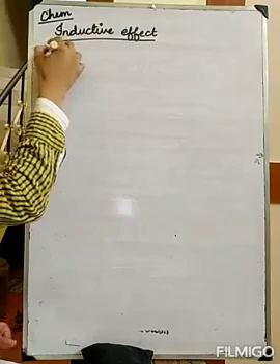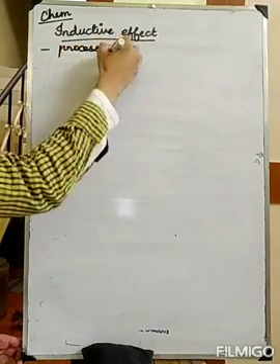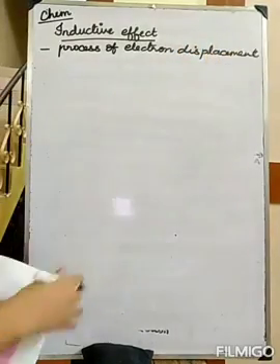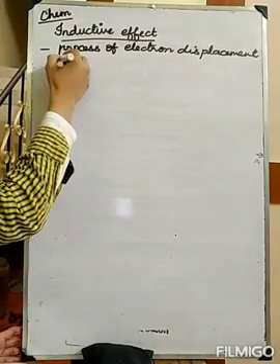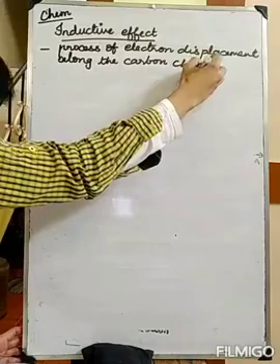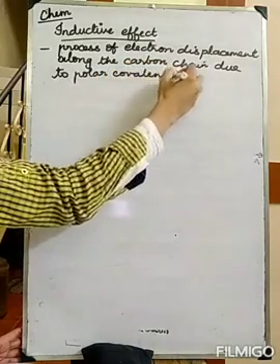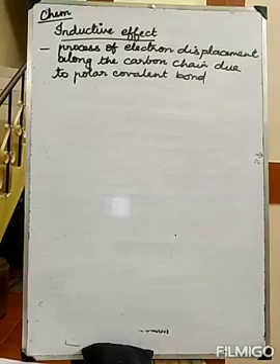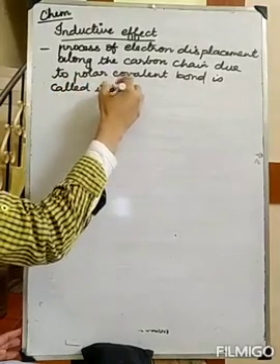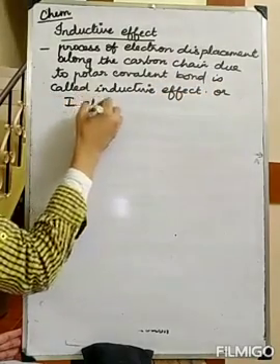Write down. The process of electron displacement along the carbon chain due to polar covalent bond is called inductive effect, or capital I effect.